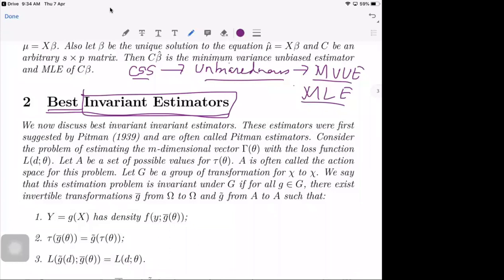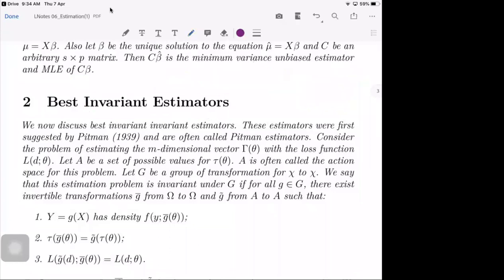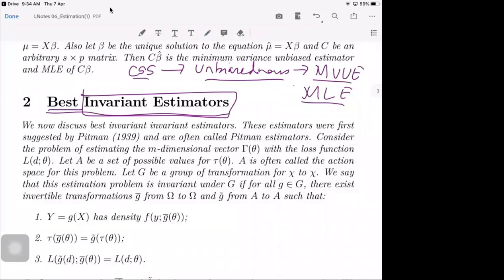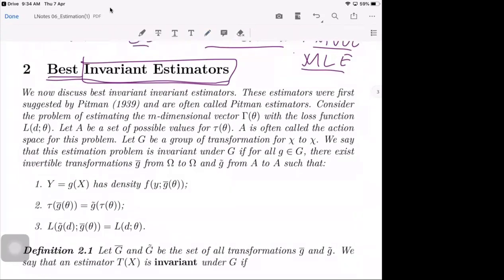Okay. So first we try to understand what will be the definition of invariant estimators and when it will be the best. What are the conditions that it will become the best invariant estimator? So we now discuss best invariant estimators. These estimators were first suggested by Pitman and are often called Pitman estimators.